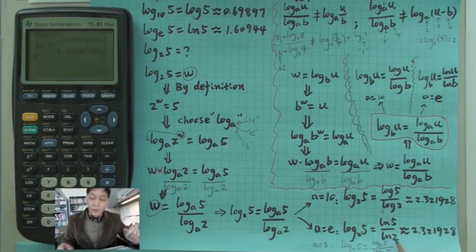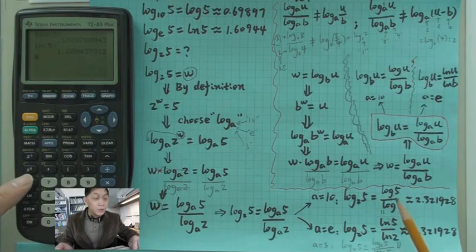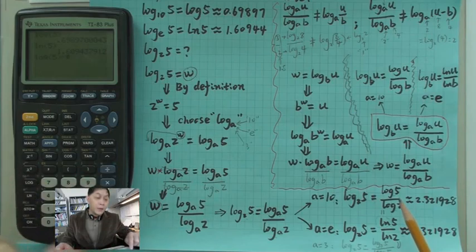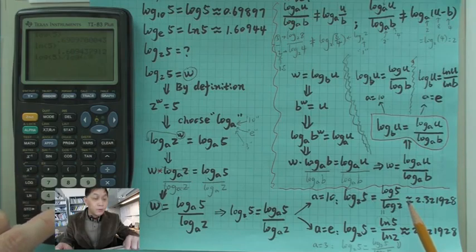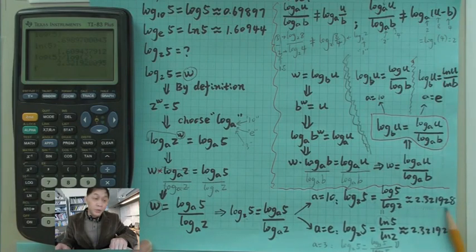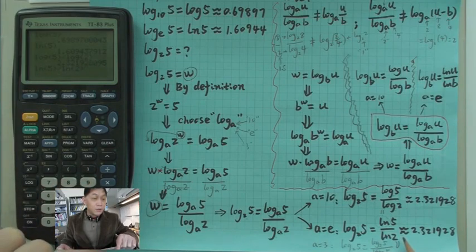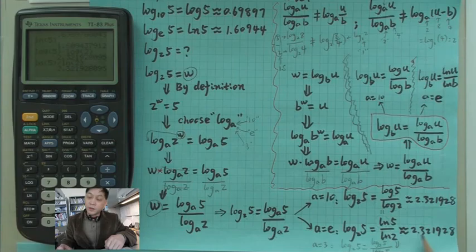You can do this by using a calculator. You see, log 5 divided by log 2. What do we get? 2.321928. That's this number approximately. You can also do this one: natural log 5 divided by natural log 2 here. You hit enter, you get the same answer.